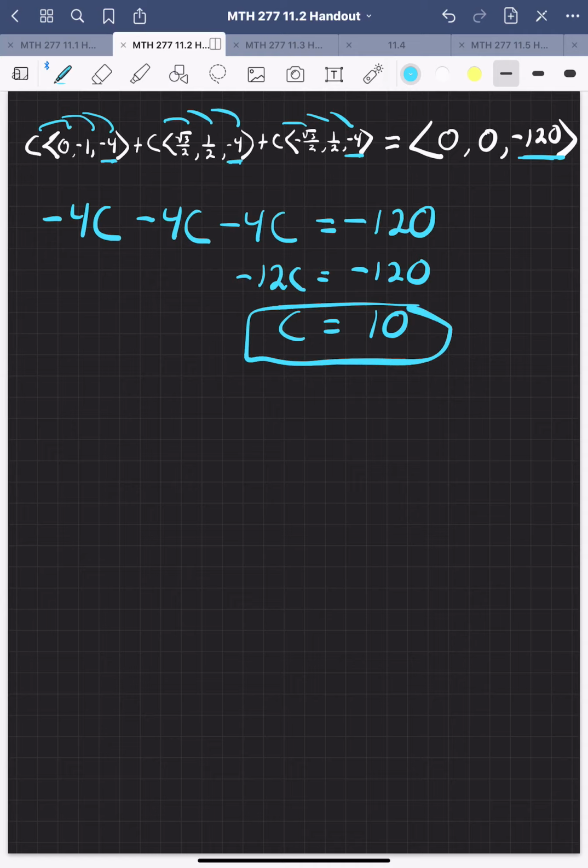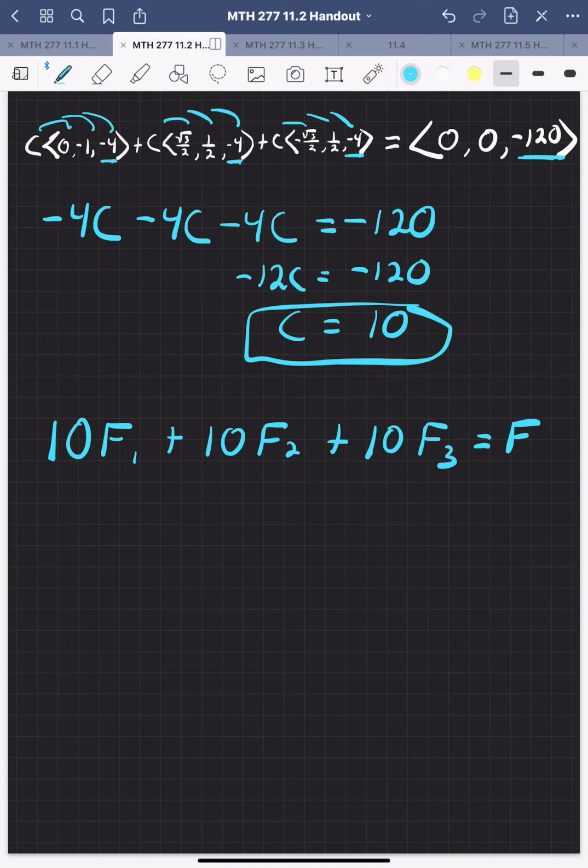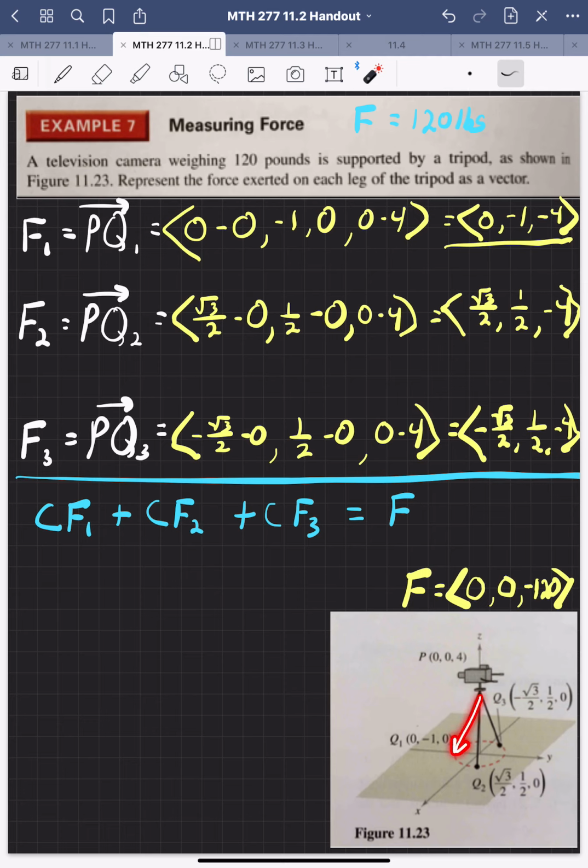What does that mean for us? What that means is, if c is 10, then you have 10 f sub 1 plus 10 f sub 2 plus 10 f sub 3 is equal to f. So at this stage, not only do we know the direction of the tripod, we also know the force that's being exerted.